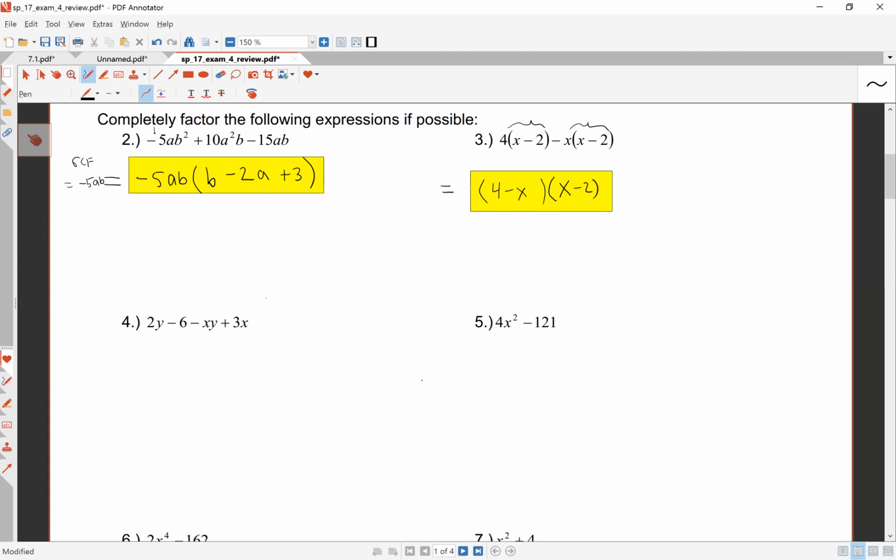Number 4 has 4 terms. When we have 4 terms, we group the first 2 together and factor out their greatest common factor. From the second pair, I can take out a negative x, and that's going to leave me with y minus 3. I've produced the same binomial, y minus 3, so I factor it off to the right-hand side, and I'm left with 2 minus x.